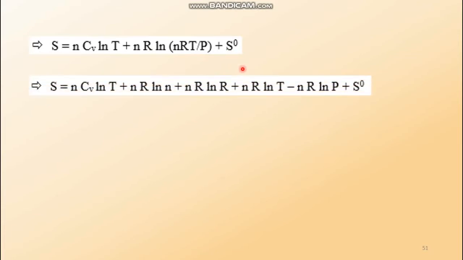Now this natural log part may be expanded. There are four terms. One is n, small letter n, which is the number of moles of the gases.